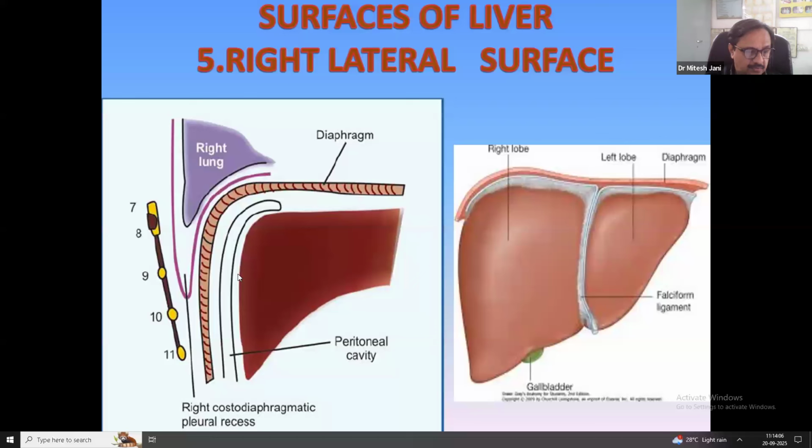The diaphragm separates the right costodiaphragmatic recess and right lung, and also the lower one third of the costal arch. This surface lies opposite to the 7th to 11th ribs.